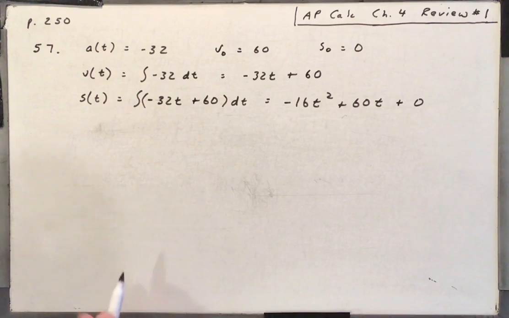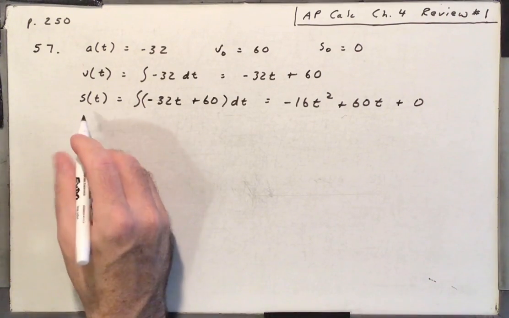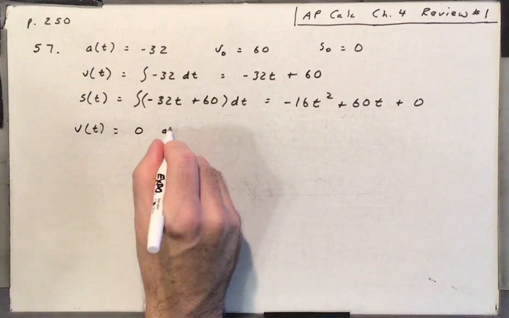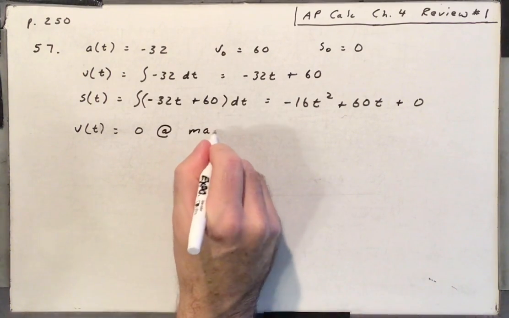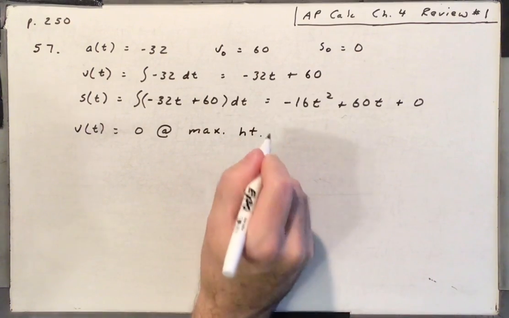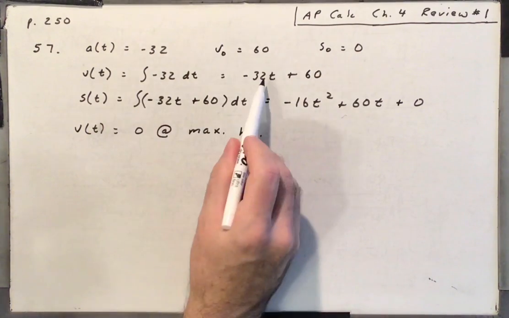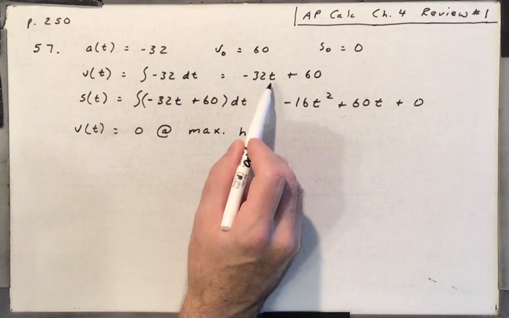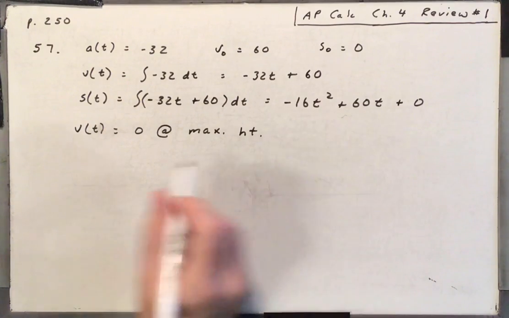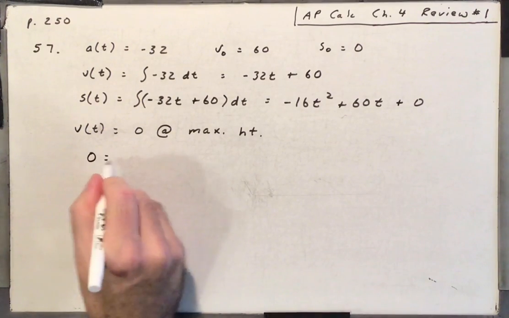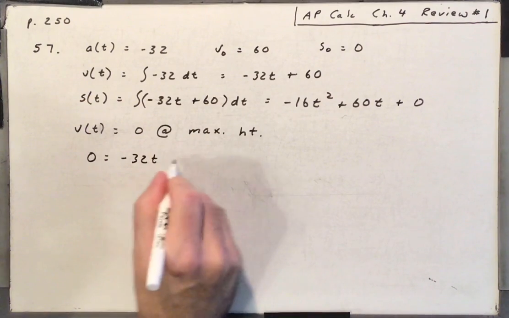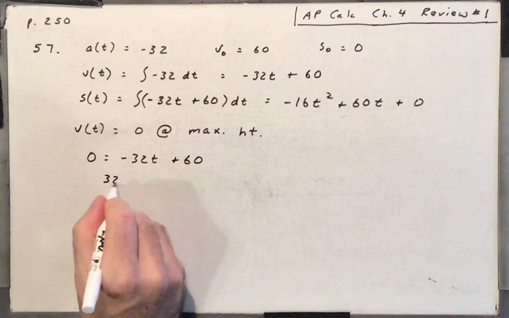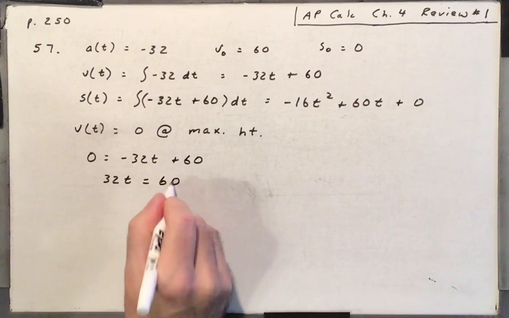All right. So velocity has to equal 0 at maximum height. So if I can set the velocity function equal to 0, solve for time, then I can get the height by plugging that time into the position function. So we'd have 0 is equal to minus 32t plus 60. All right, so 32t is equal to 60.